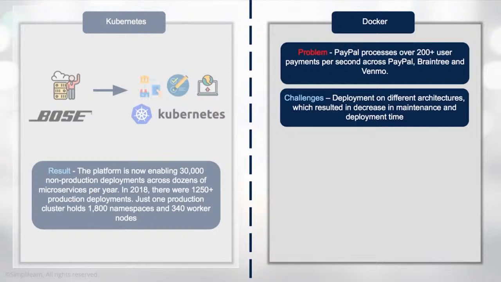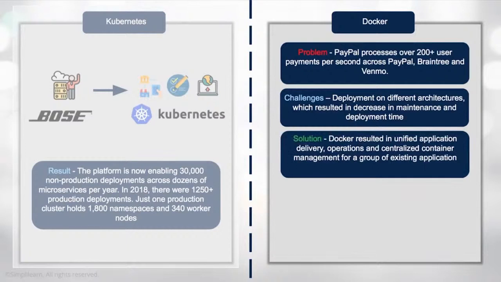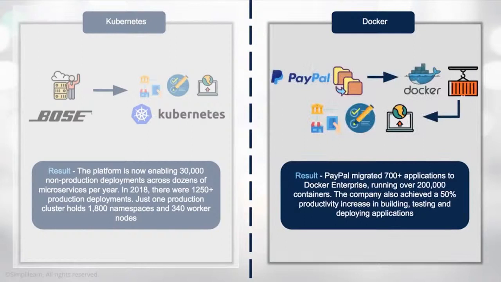architecture with Venmo. Through the use of Docker, PayPal was able to unify the application delivery and be able to centralize the management of all of the containers with one existing group. The net result is that PayPal was able to migrate over 700 applications into Docker Enterprise, which consists of over 200,000 containers. This ultimately opened up a 50% increase in availability for being able to add in additional time for building, testing, and deploying of applications. Just a huge win for PayPal.